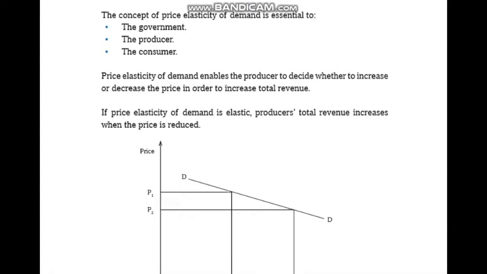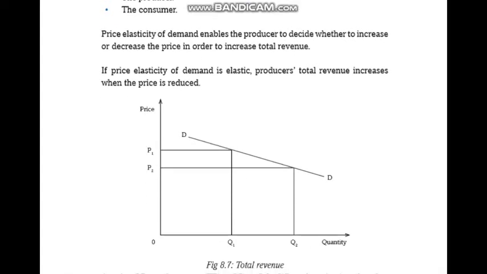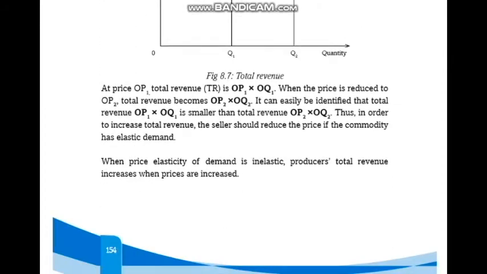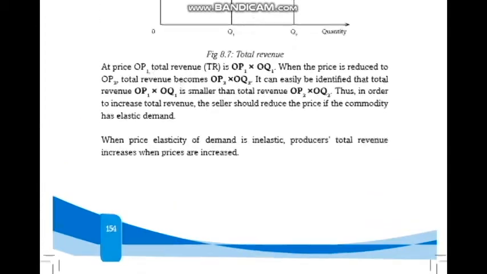The concept of price elasticity of demand is essential to the government, producers, and consumers. Price elasticity of demand enables the producer to decide whether to increase or decrease the price in order to increase total revenue. If price elasticity of demand is elastic, producers' total revenue increases when the price is reduced, as illustrated on the graph.